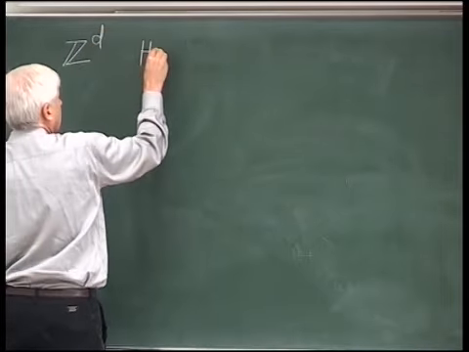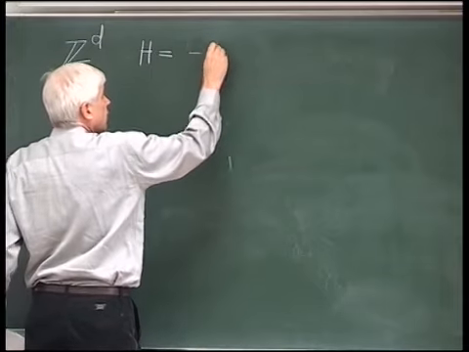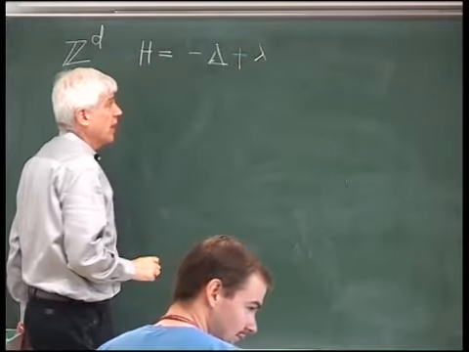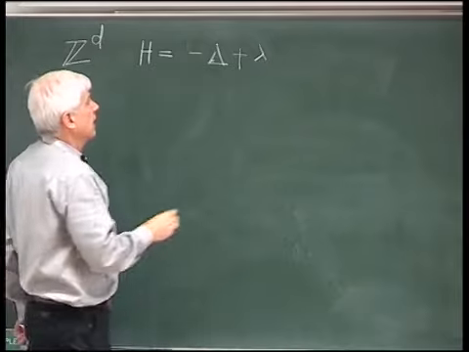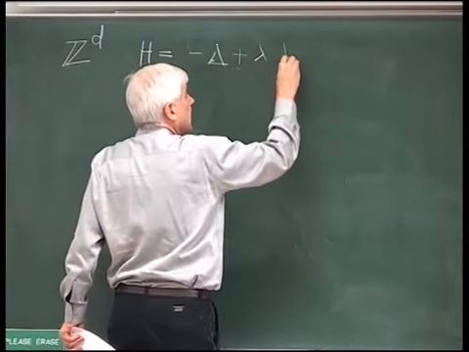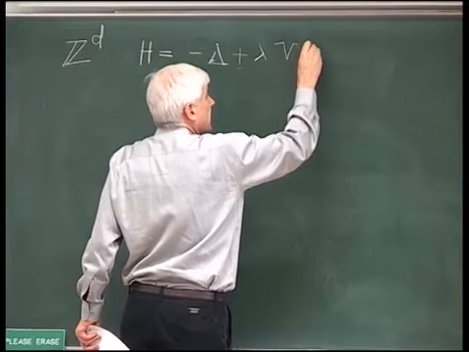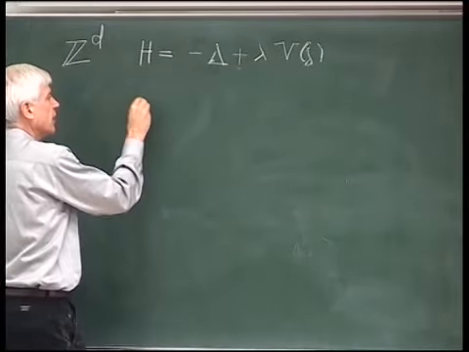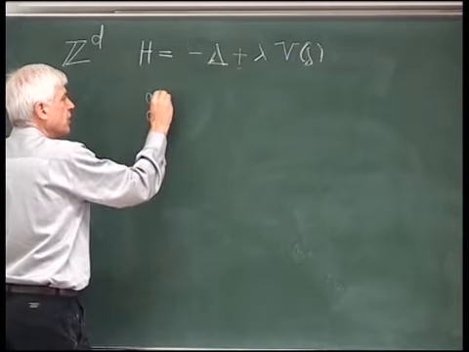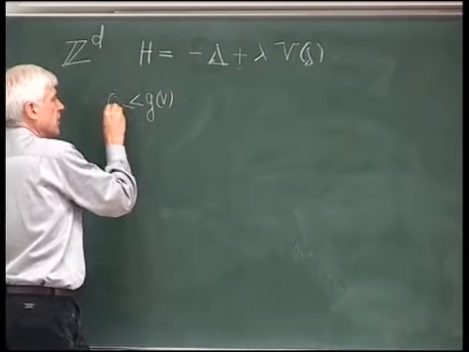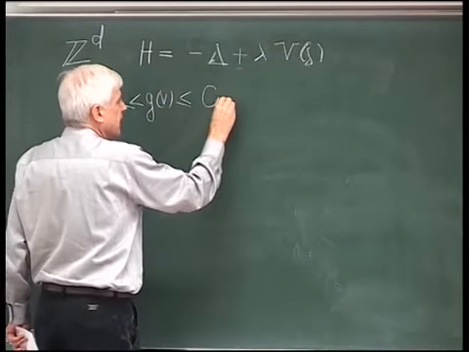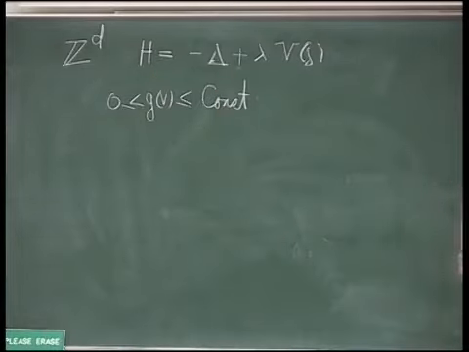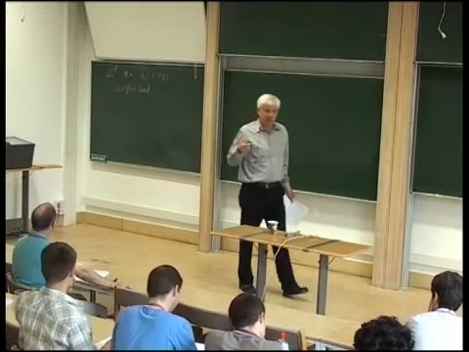And our Hamiltonian will be the discrete Laplacian, which I defined last time, plus lambda, which is just some positive parameter, times a potential V, which depends upon the lattice site. Remember, the V are independently distributed, and they have a common distribution, g of V, which is bounded by some constant. You can think of Gaussian cases. You can think of something which is uniformly distributed between -1 and 1.